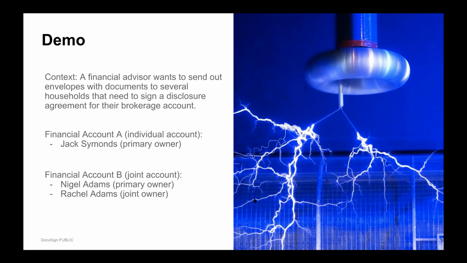We have two financial accounts. Financial account A is an individual account in the sense that it's owned by one person account by the name of Jack Simmons, who is the primary owner. And financial account B is a joint account in the sense that it's owned by two people. The primary owner is Nigel Adams, and the joint owner is Rachel Adams.